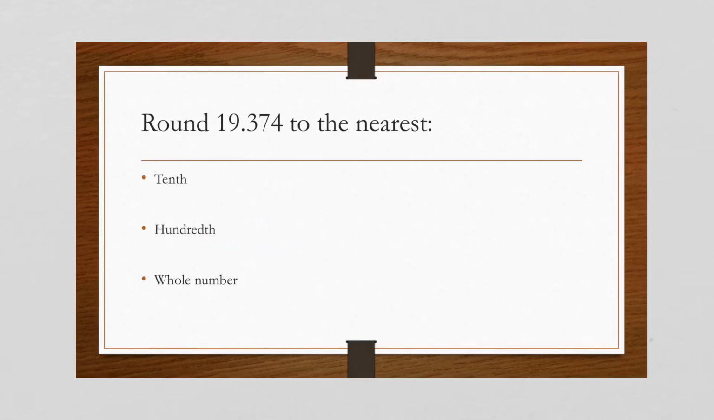Okay, so whenever you're rounding a number to the nearest whatever, here's what you want to do. So if I'm rounding to the nearest tenth, I underline the tenths place and I look at the number immediately to the right. If that number is 5 or greater, you round this 3 up. So rounded to the nearest tenth would be 19.4. You don't have to put any zeros afterwards. This is a perfectly good answer.